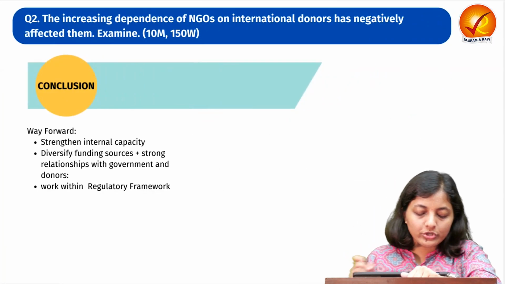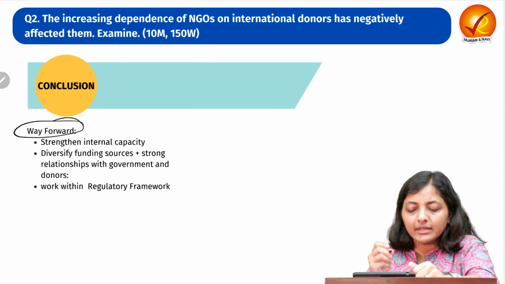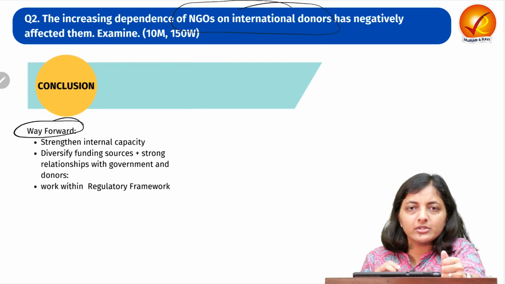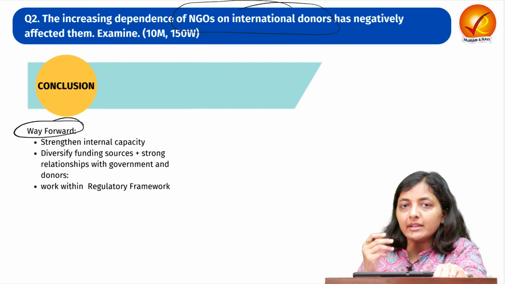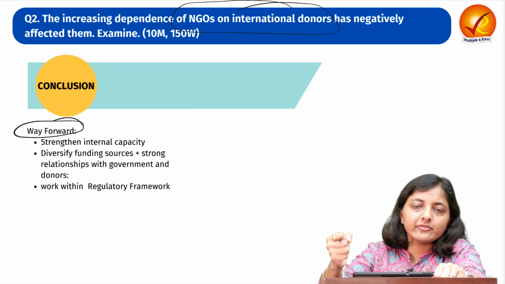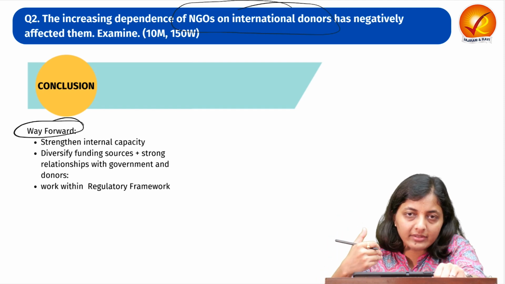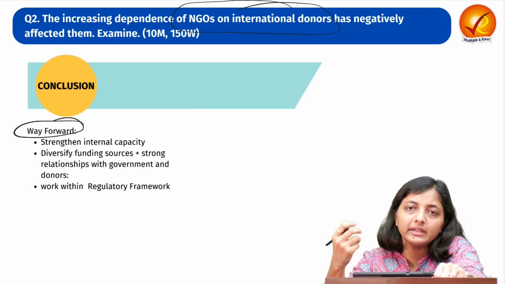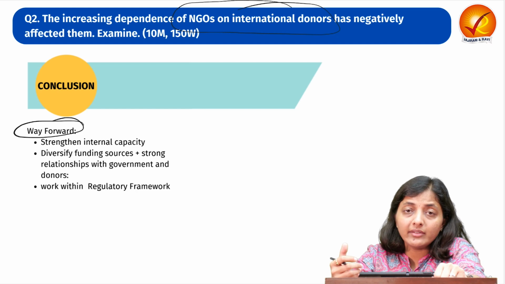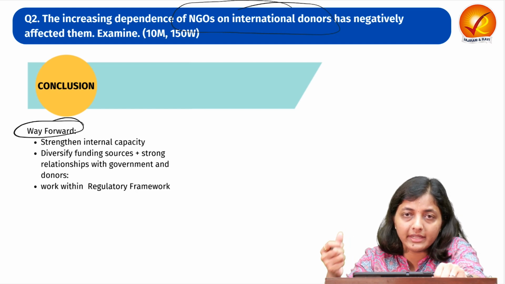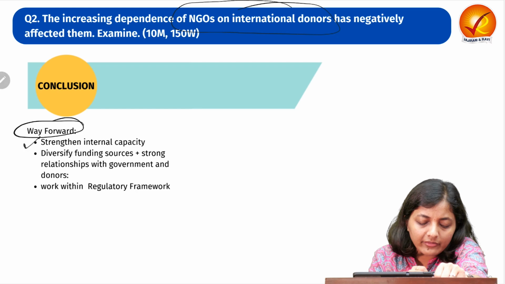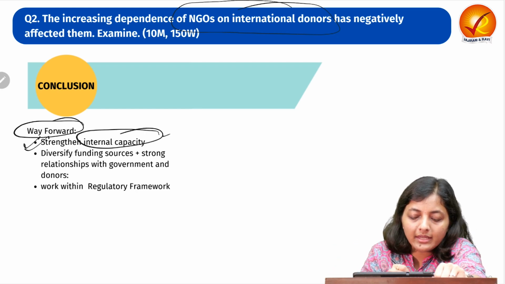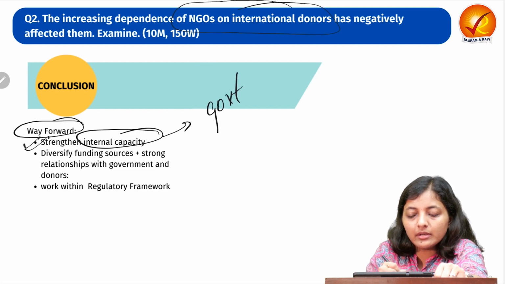Last comes the conclusion or some way forward: over-dependence on international donors by domestic NGOs is harmful as well, because they cannot sustain their operations for a while. Like we have discussed in the drawbacks, what if they stop giving the international funding? Their very existence is in danger then. So we have to strengthen the internal capacity of those NGOs. They can mobilize resources from the government.